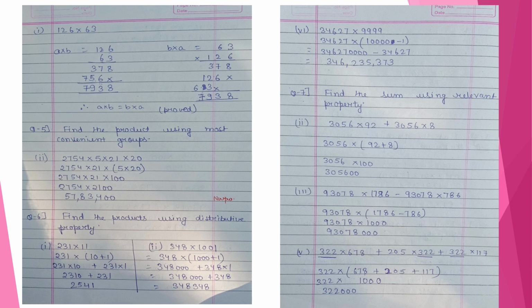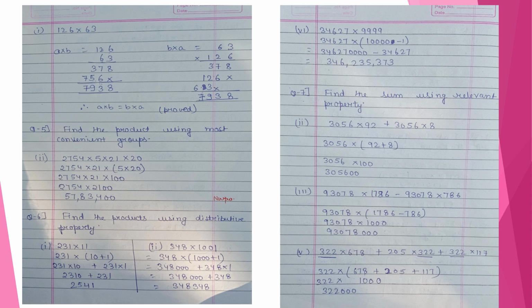2754 into 5 into 21 into 20. So I'm making the group of 5 and 20 because very easily we can write it down to be 100. Then 2754 into 21 into 100. 2754 into 2100. So easily we can get the result as 5783400.